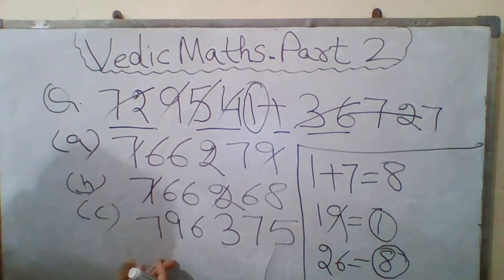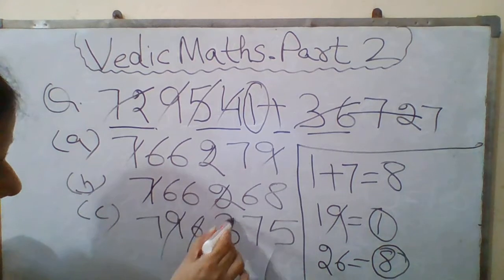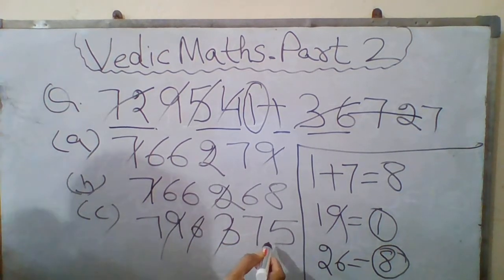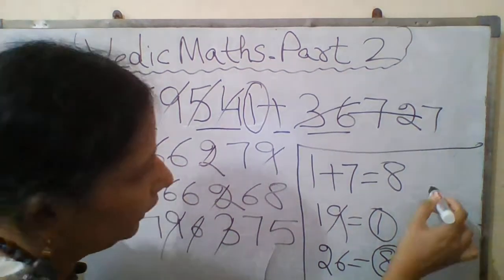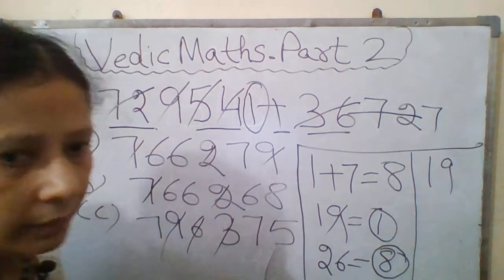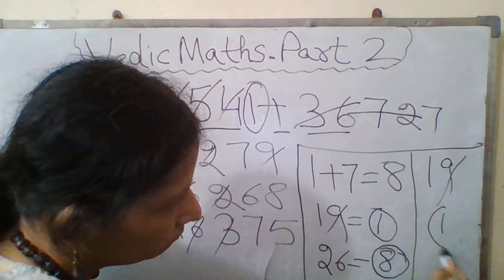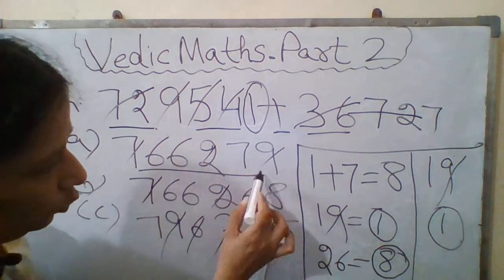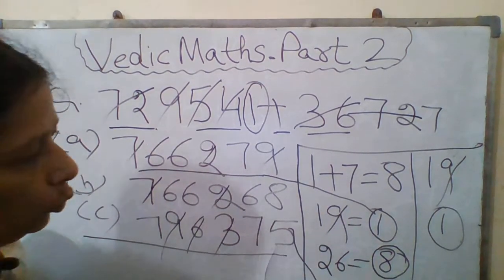Now find the DR of this option also. 9, cut this. 6 plus 3, cut this. 7 plus 7 is 14, 14 plus 5 is 19. I am going to write down 19 here. Again same, 9 cut. So what is the DR here? 1. The DR of this option is also 1, and the DR of the other option is also 1.